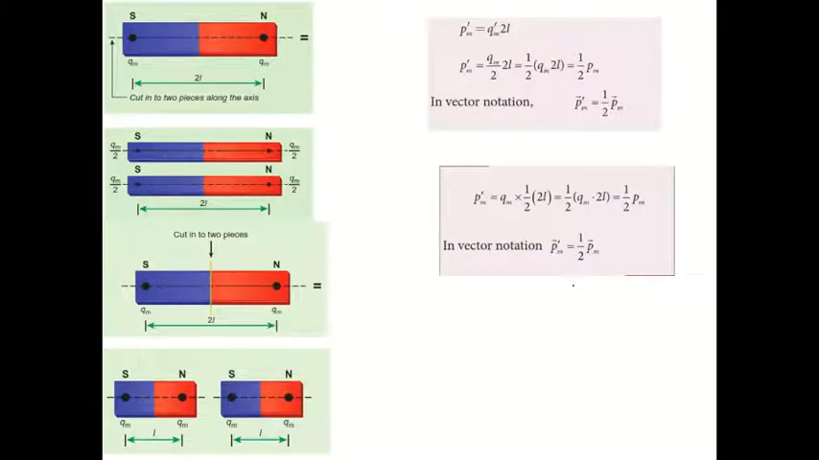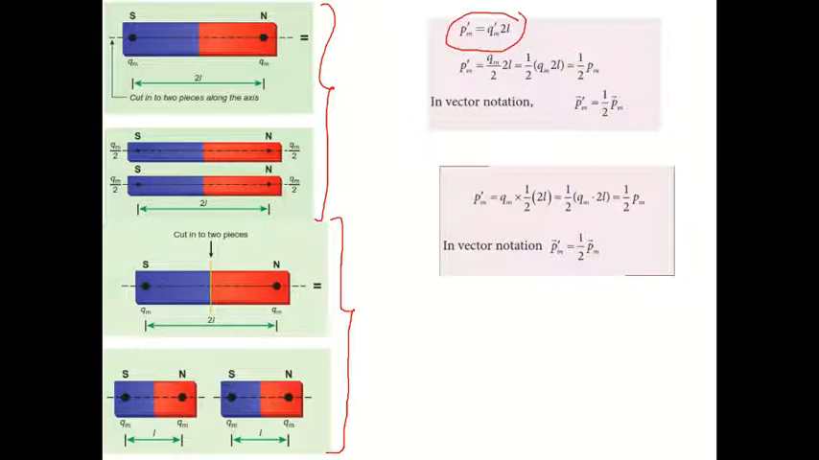Also we have seen this problem. Here they have given two cases. This is case 1 and this is case 2. In both the cases they are given a magnet of magnetic length 2L and dipole moment Pm. We know that dipole moment Pm equals Qm into 2L.